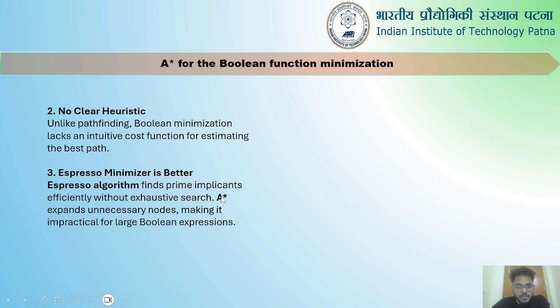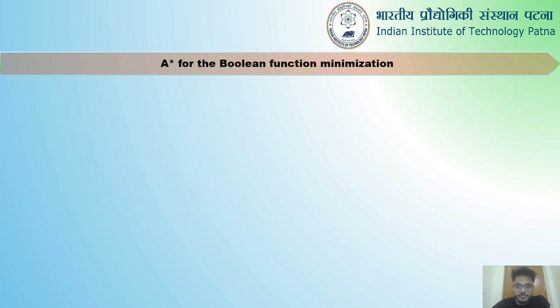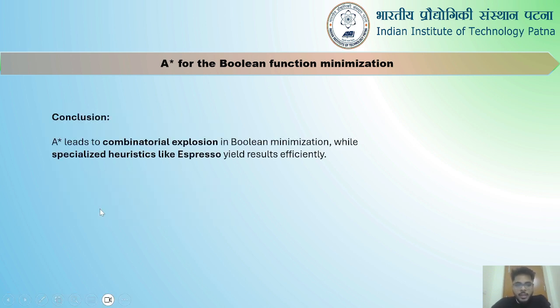The Espresso algorithm basically finds the prime implicants without exhaustive search. That's why we should not use the A-star algorithm for Boolean function minimization. So we can conclude that A-star leads to combinatorial explosion in Boolean minimization, while specialized heuristics like Espresso yield results efficiently. We should not use algorithms like A-star or DFBB, because they work similarly and the heuristic function is not very optimized for such purposes. So we should use the Espresso algorithm for Boolean function minimization, as Espresso is specifically designed for that purpose only.